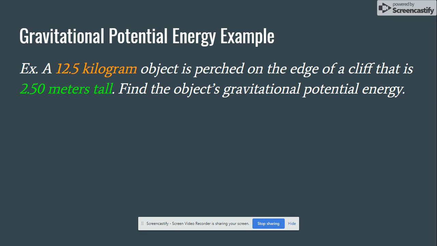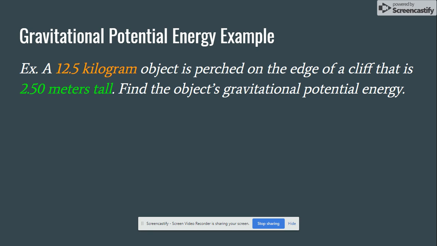Anyway, gravitational potential energy. Here we go. GPE is equal to mgh. Please write this down. A 12.5 kilogram object is perched on the edge of a cliff. All it's going to take is a small nudge to get it moving off the edge, and that cliff is 2.5 meters tall. We need to find the gravitational potential energy of that object prior to its fall.